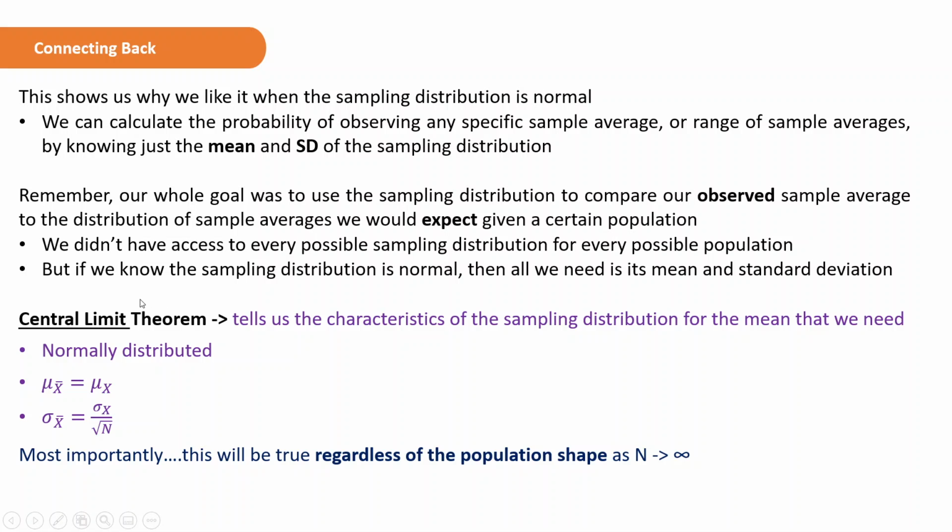Now, if our population is normally distributed, then it doesn't matter what our sample size is. That sampling distribution for the mean will be normally distributed regardless. But if our population isn't normal, even if it looks skewed, right, the central limit theorem tells us that as long as the samples we're drawing are large enough, then that sampling distribution will be normal, and it will have a mean equal to the population mean, with a standard error equal to the standard deviation of the population divided by the square root of n.